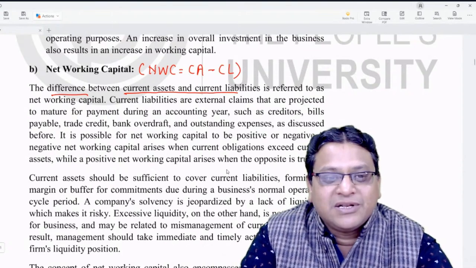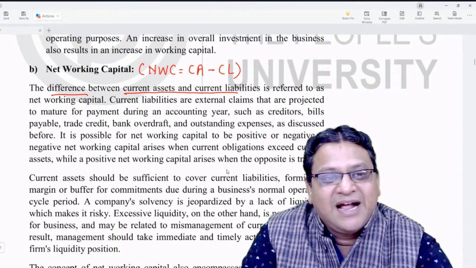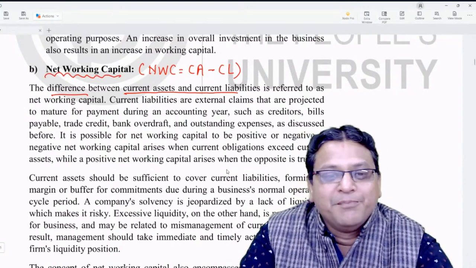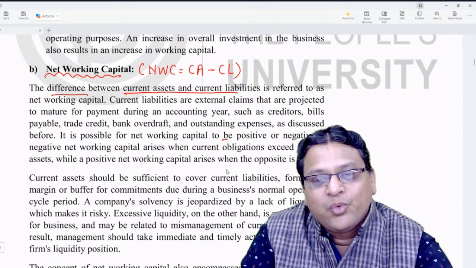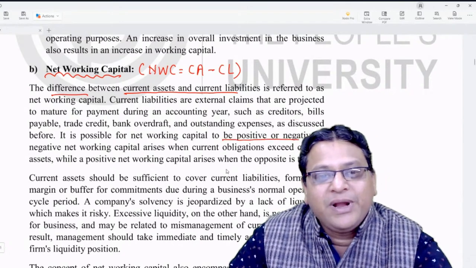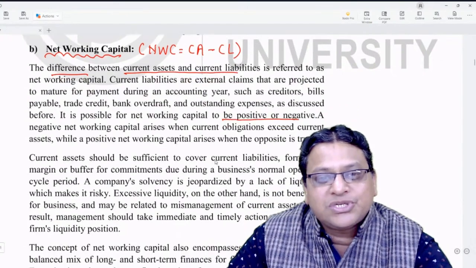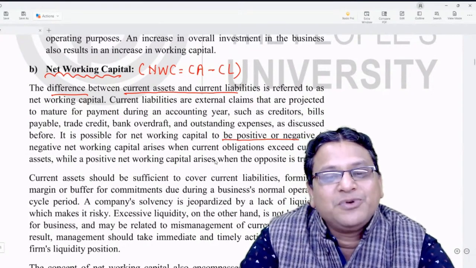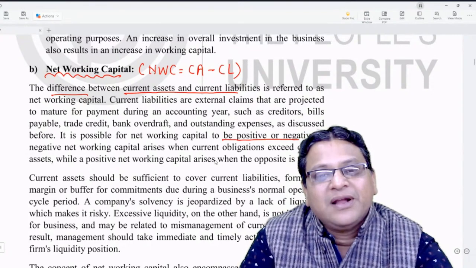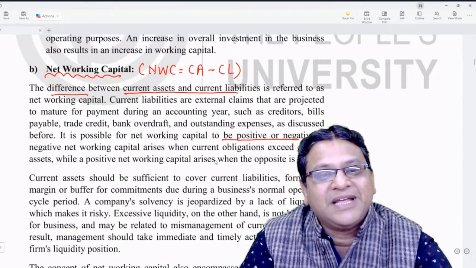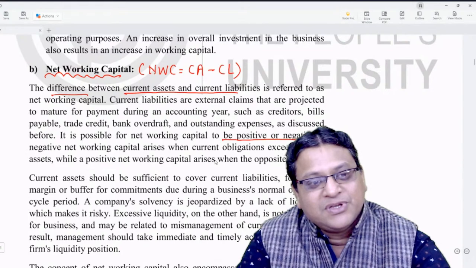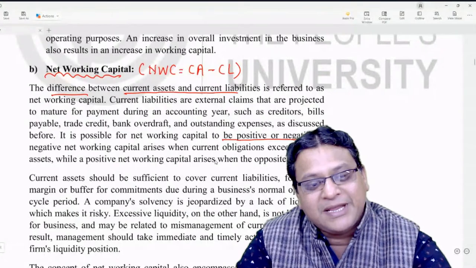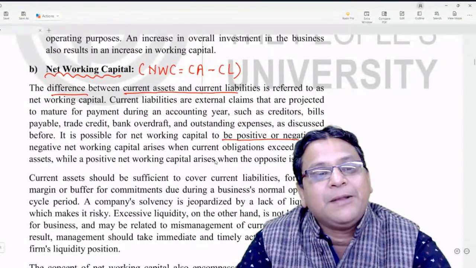Now, the difference between current assets and current liability is net working capital. The net working capital may be positive or may be negative. In those cases where current assets are greater than current liability, NWC will be positive. And where current assets are less than current liability, NWC will be negative. So, gross working capital will always be positive, but net working capital may be positive or negative.